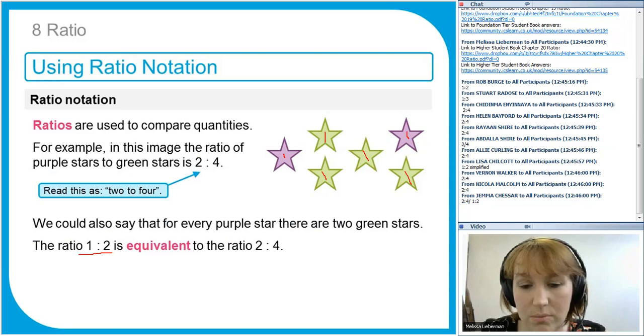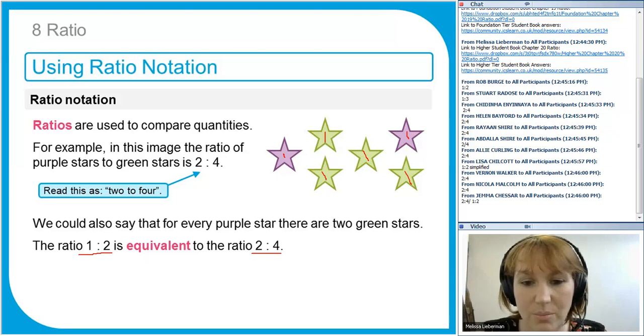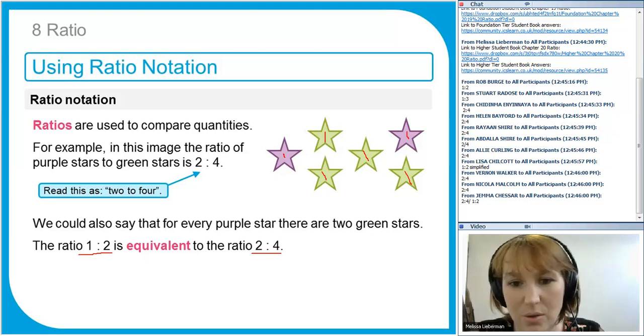It's a lot like cancelling fractions down. As long as you divide both numbers by the same thing, you will get an equivalent ratio. Or you can multiply both numbers by the same thing to get an equivalent ratio. So in that way, it works like a fraction, because it's a proportion. We're comparing how many of these compared to how many of these.